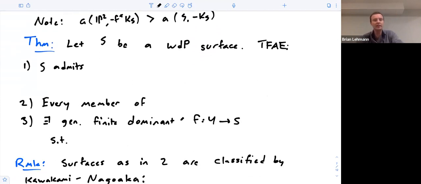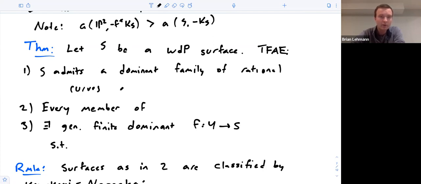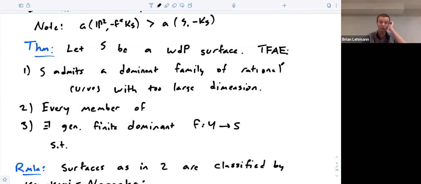Okay, so now let me state the first theorem. Suppose that S is a weak Del Pezzo surface, then the following conditions are equivalent. The first statement is that S admits a dominant family of rational curves with two large dimensions. Okay, this is a pathology we're interested in.